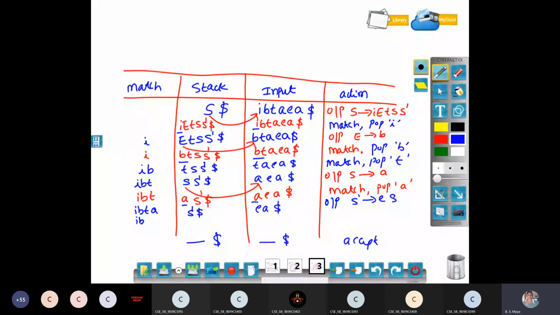Now what happens? IBTA S' is ES and dollar, and E and dollar. Now E and ES match. Pop E from that, then I can write IBTAE, S and dollar, and A and dollar. Then I have a production. Output the production S derives A. Then both A and A match. A dollar. Okay, now you pop IBTEA. At the end is dollar. At the end is dollar. I can say now the given grammar is accepting.